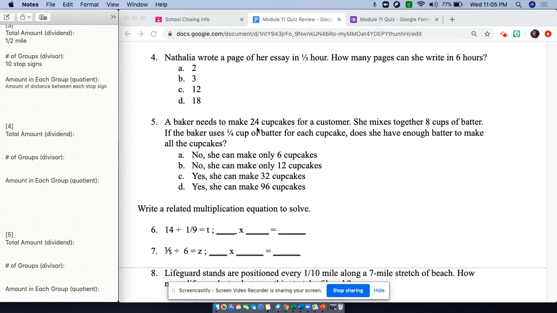Here it says a baker needs to make 24 cupcakes for a customer. She mixes 8 cupcakes of batter. If the baker uses 1/4 cup of batter for each cupcake, does she have enough batter to make all the cupcakes? You're going to have to, again, identify your dividend and your divisor and see how many cupcakes you can make, and then see, no, she doesn't have enough, and tell me how much she can make, or she does have enough, and then tell me how much she can make.